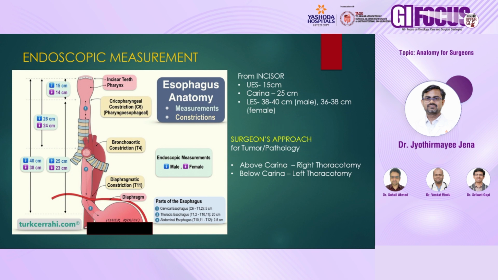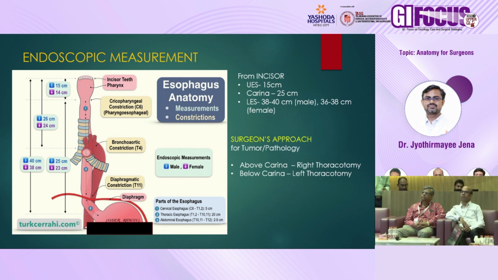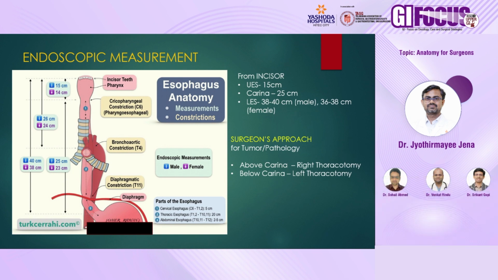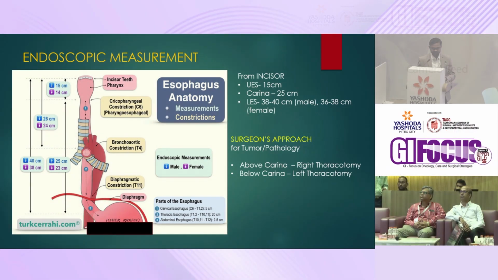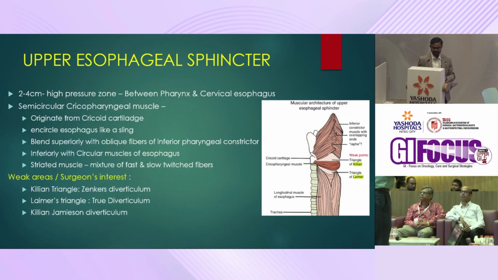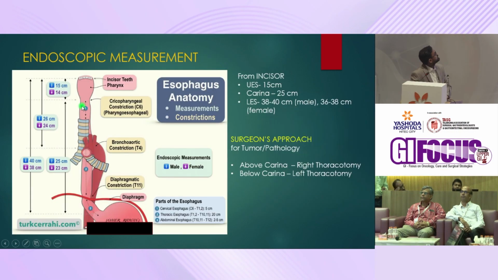Endoscopic measurements are important because in clinical practice, we use the endoscopic measurement for all our decision making regarding esophageal resection. So all the measurements are done from the incisor teeth. The first landmark is the cricopharyngeal constriction, which is around 15 centimeter. Next is the carina, which is around 25 centimeter, and next is the GE junction, which is around 38 to 40 centimeter, depending on male or female patients.